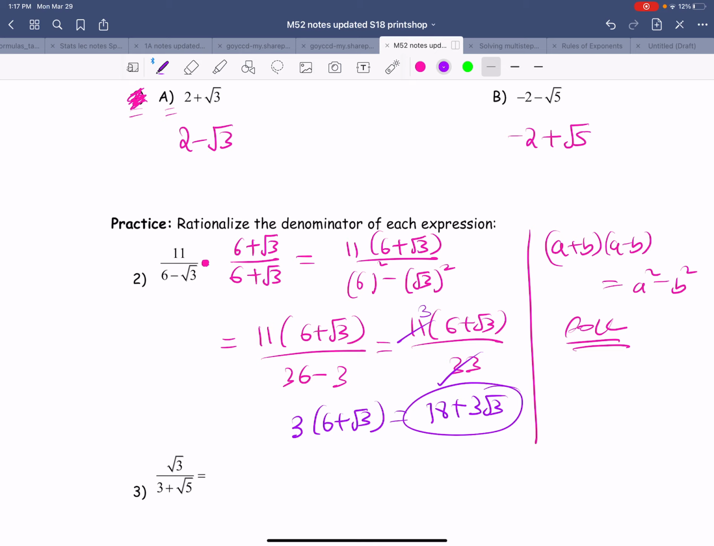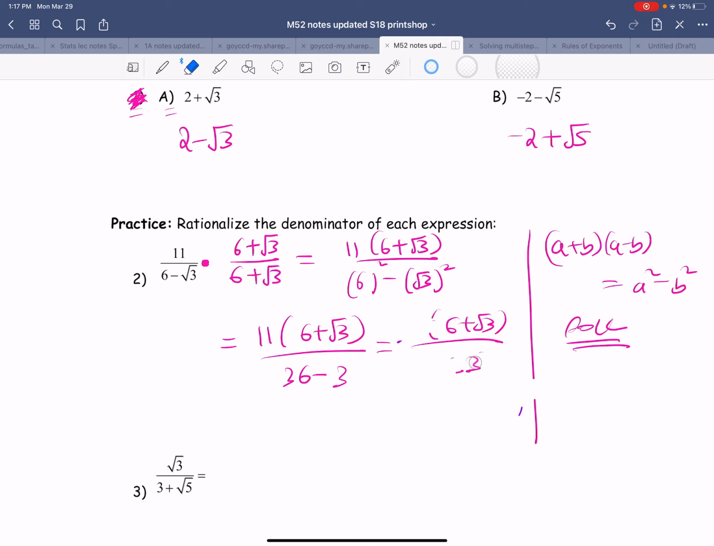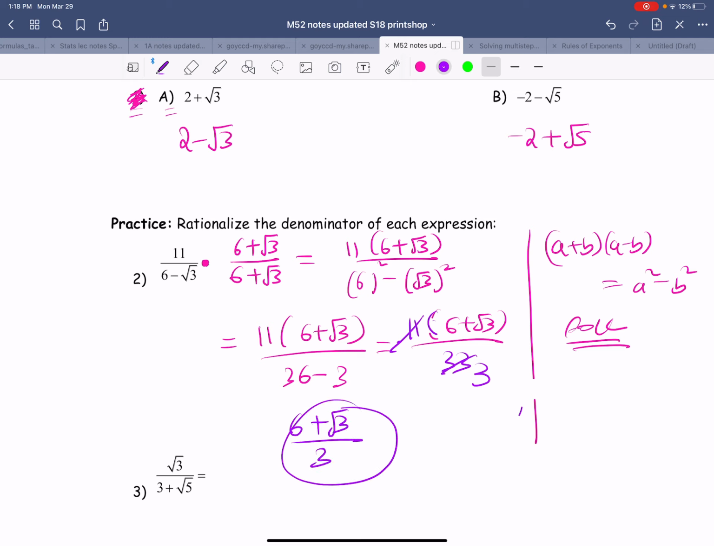Oh no, that's not correct. I made a small mistake here. Actually, a big mistake, I would say. It's not a small mistake. When I divide 11 and 33, we had 11 here, 33 here, we have 3 in the denominator. 6 plus root 3 divided by 3 is what we're left with. That's our final answer. Okay.